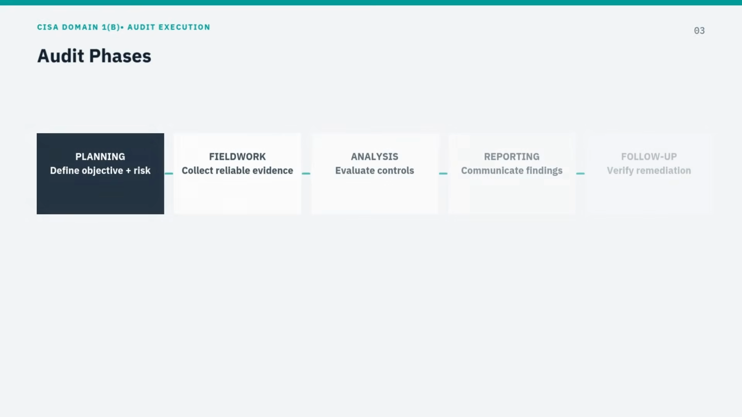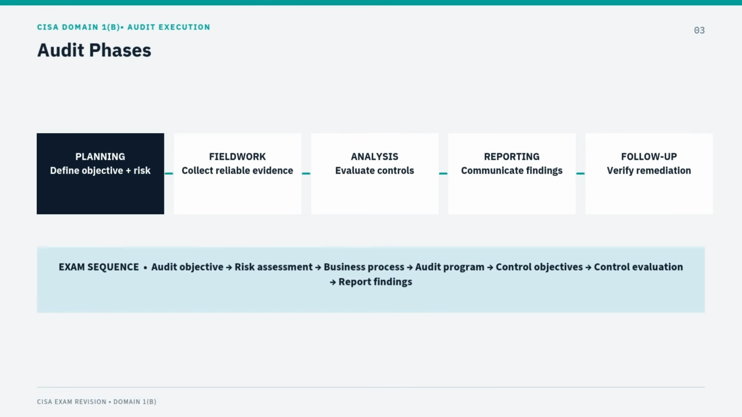Remember, the core audit sequence is planning, fieldwork, analysis, reporting and follow-up. From a CISA exam perspective, always connect the audit objective with risk assessment, business process, audit procedures, control evaluation, findings and finally reporting.